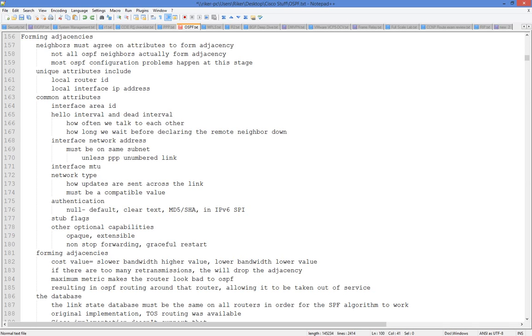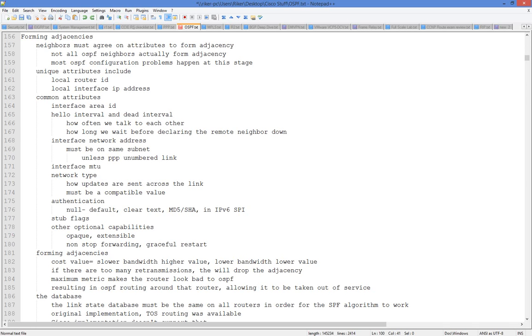And then we have stub flags. Stub flags are things like the stub area and the not-so-stubby area. So area whatever stub, and area whatever stub no-summary, is different. That's a different type of stub than the NSSA or NSSA no-summary.